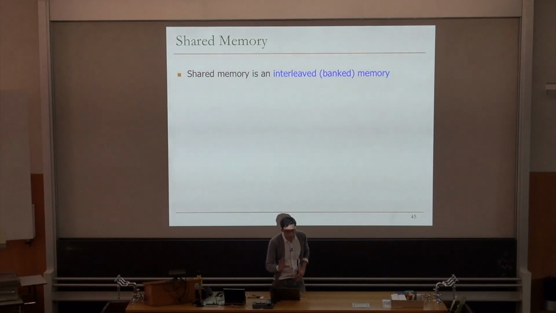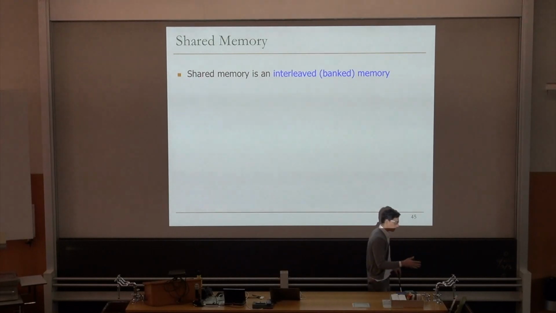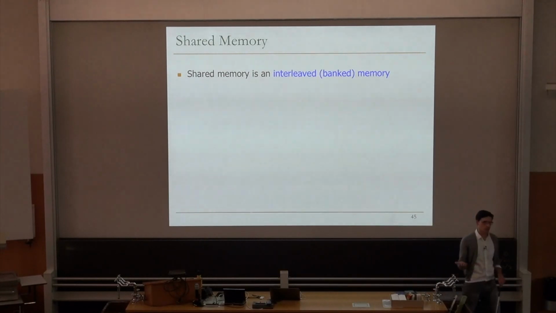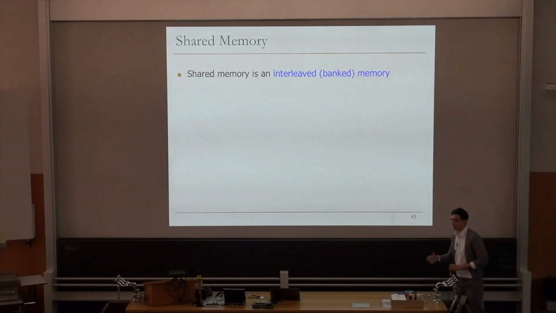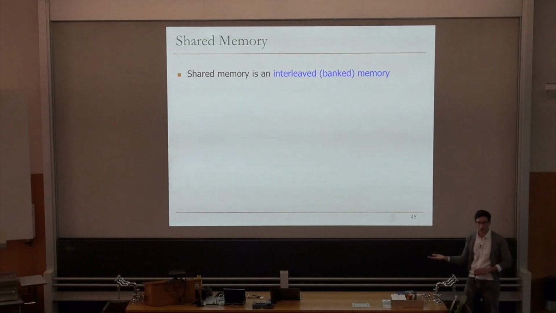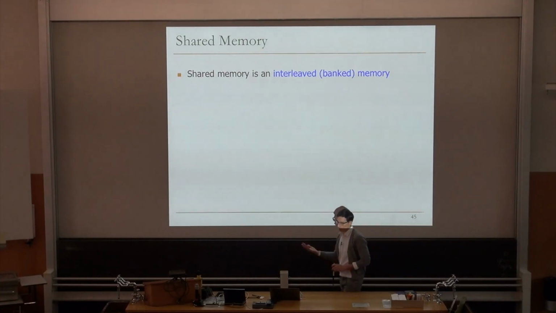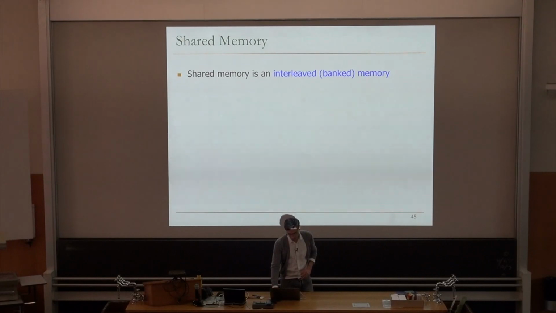Okay, but there are some things to keep in mind. It's the fact that the shared memory is an interleaved or banked memory, and that's what it should be, right? You remember when we were talking about vector processors, we also talked about interleaved memories, and we said that for a vector processor, it's going to be very useful to have a memory that is divided into multiple banks so that these banks can be accessed in parallel. Because essentially the GPUs are SIMD pipelines, SIMD processors, it makes sense that this shared memory is also an interleaved or banked memory.